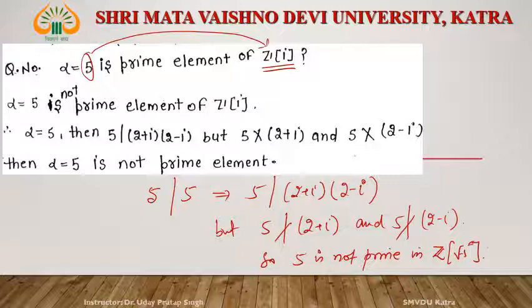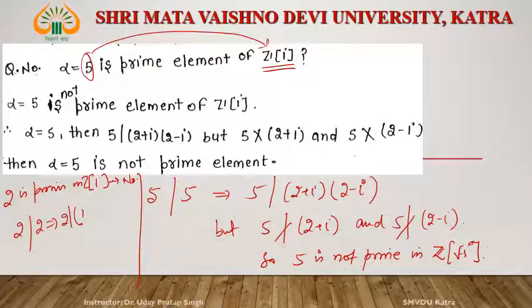Okay, this is not prime. Similarly, is 2 prime in Z[i]? The answer is no. Why? Same logic. 2 divides 2, which implies that 2 divides (1 plus i)(1 minus i), but 2 does not divide 1 plus i, and 2 does not divide 1 minus i. So 2 is not prime.